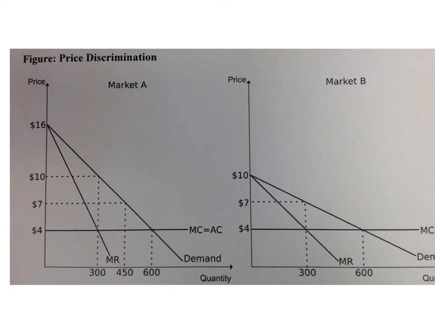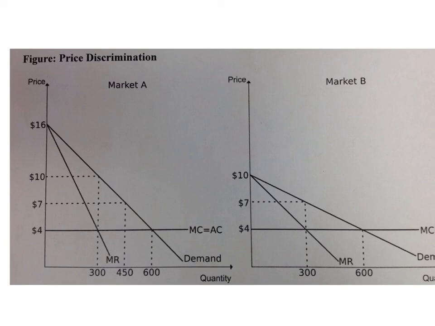So here in this example, we have two markets, market A and market B. They have a different demand curve, which is necessary for there to be price discrimination. If they had the same demand curve, you just have the same price in both markets. The optimizing price would be the same. And so when we look at this, we're just going to apply the rule in each market.